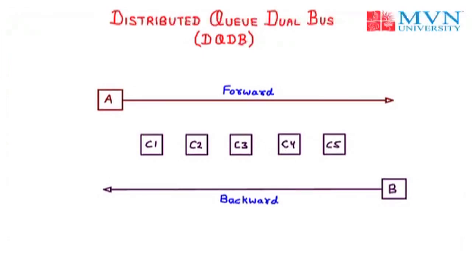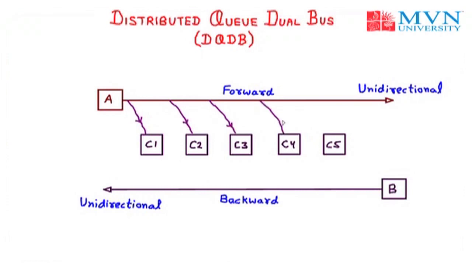Now we have the two unidirectional buses. Bus A is unidirectional in the forward direction, and bus B is unidirectional in the backward direction. The main tricky part in the DQDB is connecting these two unidirectional buses with the 5 computers. If bus A starts the communication, how does it send data to C1, C2, C3, C4 or C5? That will be in the forward direction. From A, the data goes to C1, C2, C3, C4 or C5. The arrows indicate the direction of data transfer.